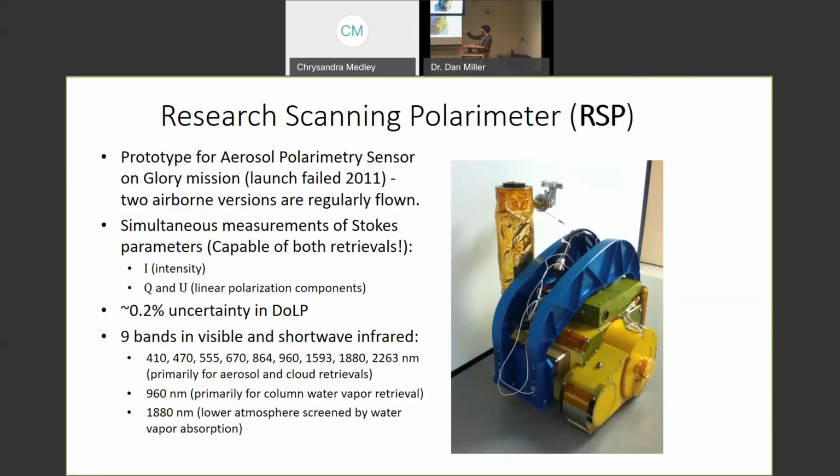They measure both the intensity, I, and the two linear polarization Stokes components, Q and U. You can use that to calculate degree of linear polarization or angle of polarization, whatever definition of polarization you want. And it has a lot of different spectral bands, so you can learn a lot about aerosols and clouds from this instrument. The other really key thing is that because it's a scanner and not a swath imager, it gets a lot more view angles. There are about 150 different viewing angles for a single piece of ground real estate.